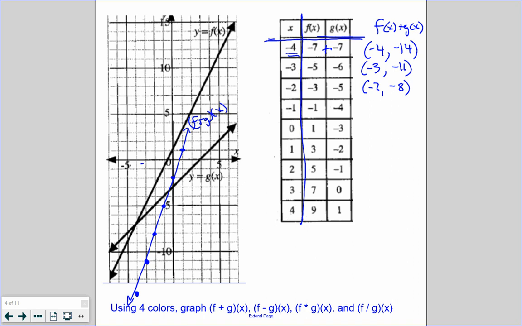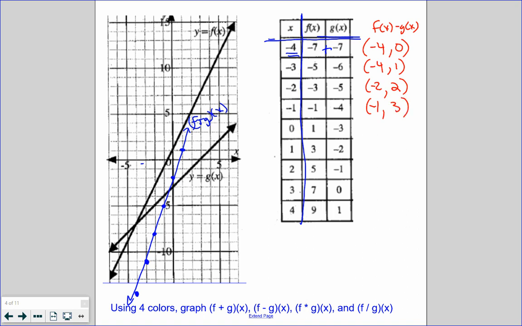Okay, so now I'm going to do that exact same thing using a different color, but this time I'm going to go f of x minus g of x. So again, you take the 2 points, and this time you subtract the y coordinates. Now again, remember, order matters, so it's f take away g. So -5 take away -6 is 1. -3 take away -5 is 2. -1 take away -4 is 3.